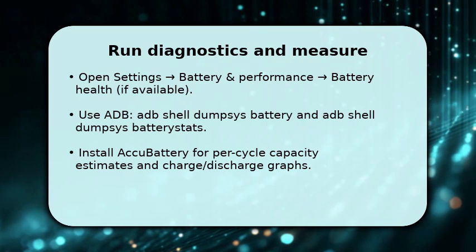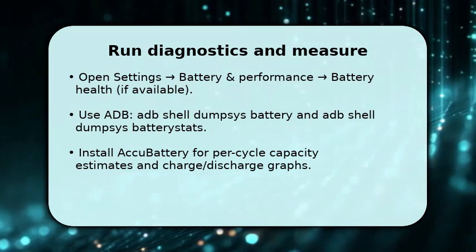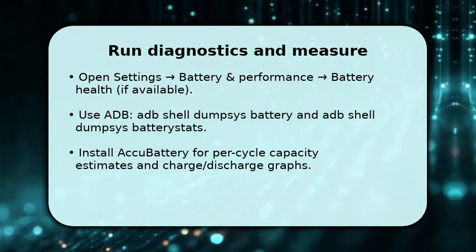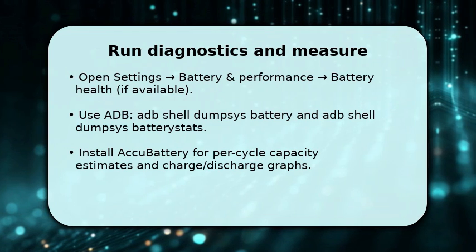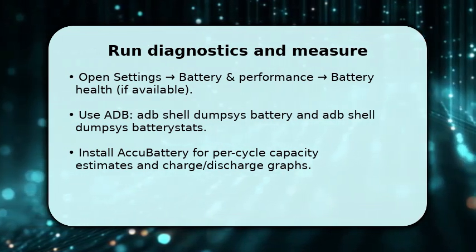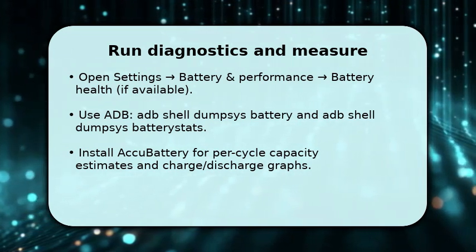First, check Settings > Battery and performance > Battery health. MIUI may show percentage and wear level. Next, connect via USB and run ADB. Use adb shell dumpsys battery for real-time state and adb shell dumpsys batterystats to get per-app drain and historical data. These explain why capacity is low.